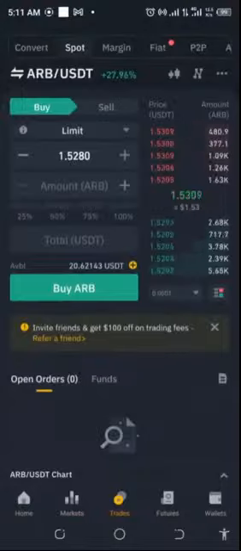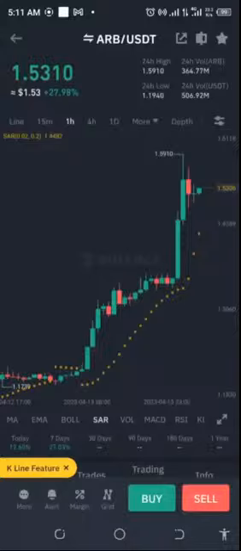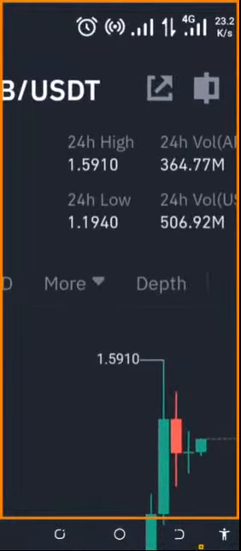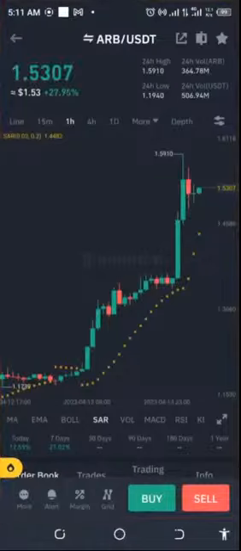Let's look at the 24-hour high. The 24-hour high is $1.59. The 24-hour low has shifted also upwards to $1.19. Just pick a very good middle space, not the extremes, right? And then make sure that you work with your target.